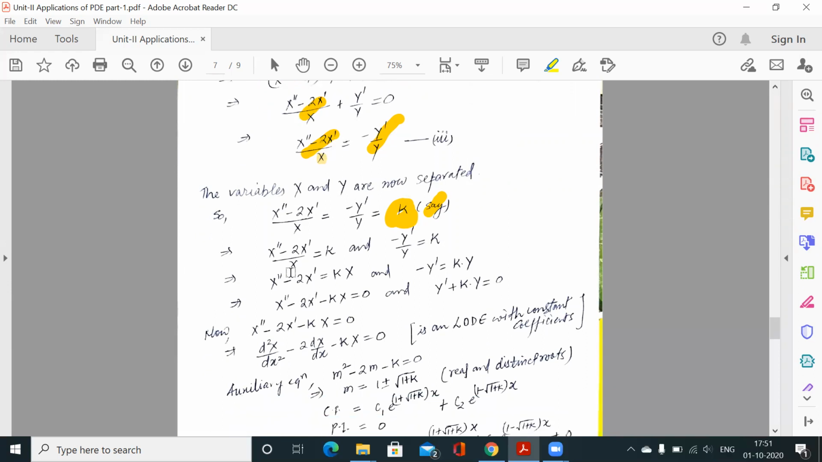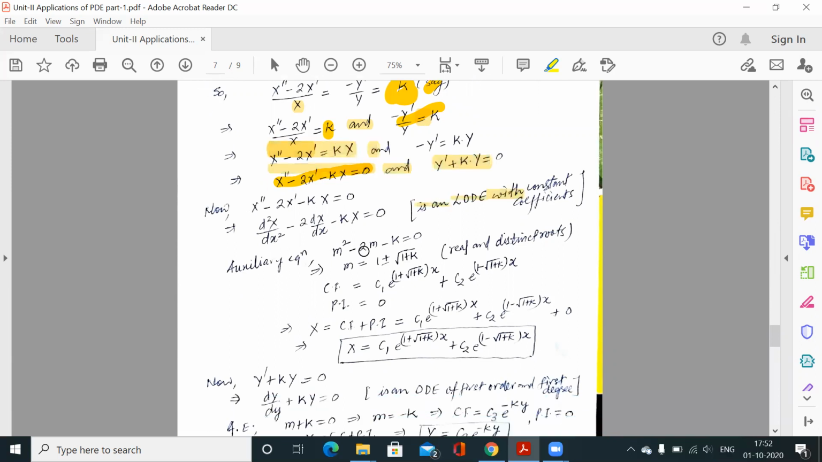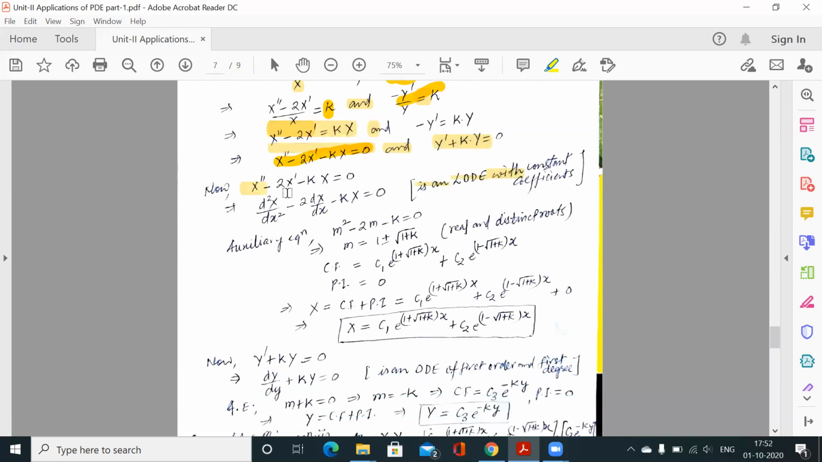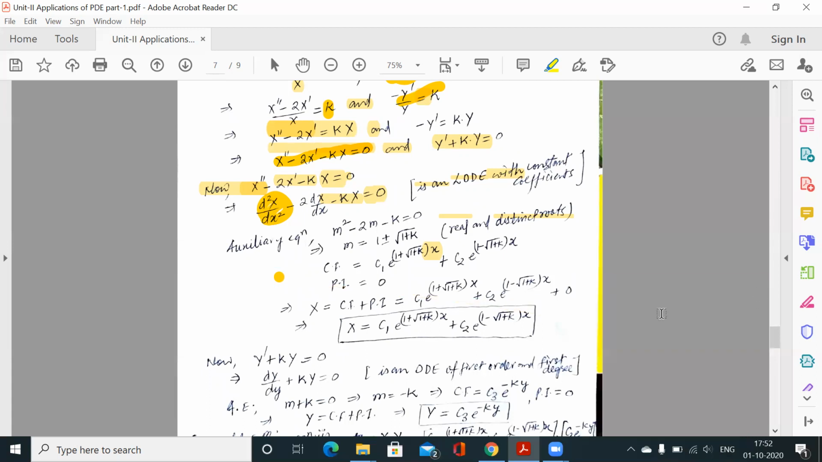In this way we will get two differential equations, the left hand side equal to k and the right hand side equal to k. After solving, you will get X double dash minus 2X dash minus kX is equal to 0, and the second equation Y dash plus kY is equal to 0. Now solving these two differential equations. First is X double dash minus 2X dash minus kX is equal to 0, where X double dash is d2X over dx square and X dash is dX over dx, so d2X over dx square minus 2 dX over dx minus kX is equal to 0.